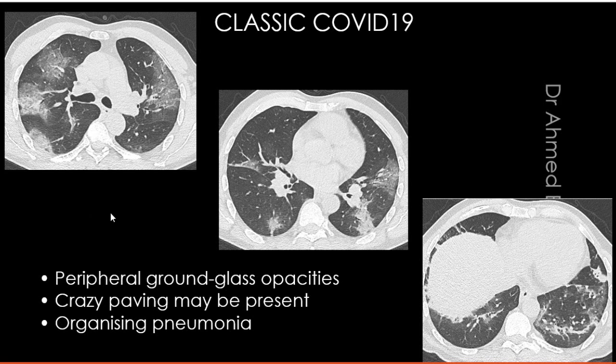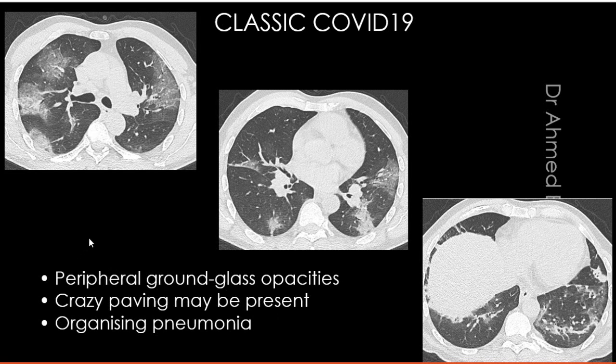Classic COVID-19: peripheral ground glass opacities, crazy paving distribution, mosaic pattern with affected area adjacent to normal area, organizing pneumonia, and perilobular pattern of consolidations, an arcade-like distribution of consolidations.